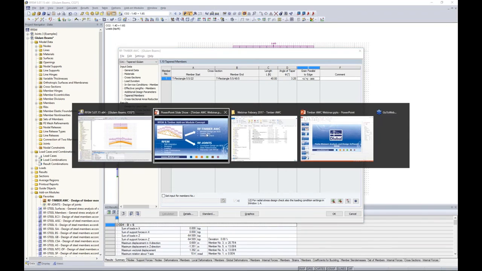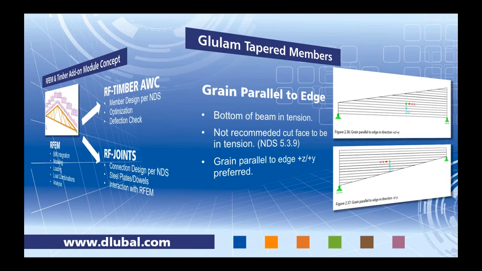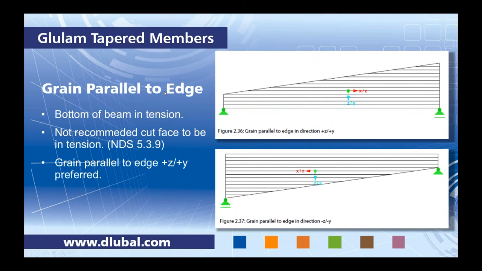So for this, just quickly jumping back to the PowerPoint, I want to show graphically what this means. Typically the bottom of a beam will be in tension. That's for most cases, not all. And according to the NDS code 5.3.9, it is never recommended to put the cut face of a glue lam in tension. Now this would be that bottom picture, and I think we can all see why.